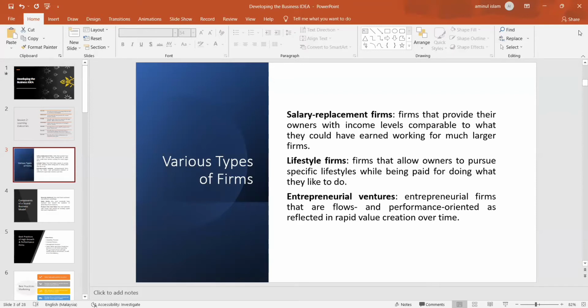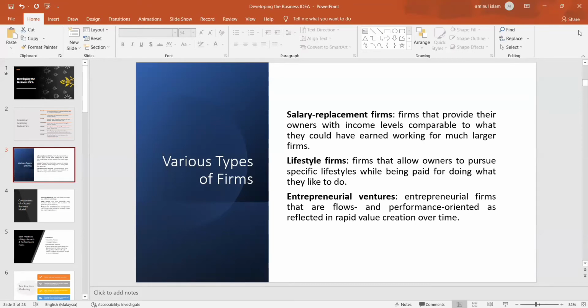for larger firms. Number two, the second type of venture is where firms allow you to pursue a specific lifestyle while being paid for doing what you like to do, meaning that this one is a bit more than the first category of firms that an entrepreneur may venture into. Here you are looking into a venture which may give you enough fun to live your life in a way you like to. You have certain lifestyles for which salary was not enough and you need something more. So this kind of venture may give you some extra cash flow that helps you maintain the lifestyle that you like to have. This is the second category of entrepreneurial ventures that we'll be looking into.